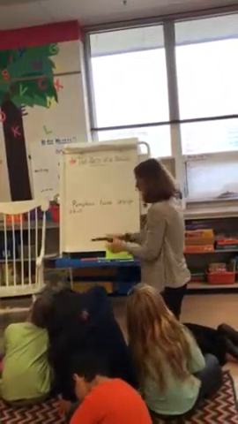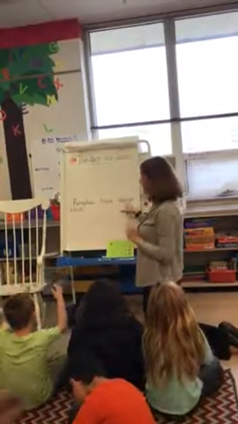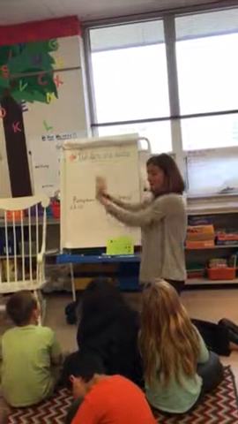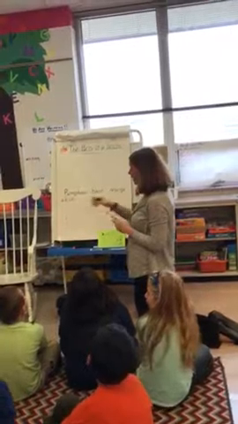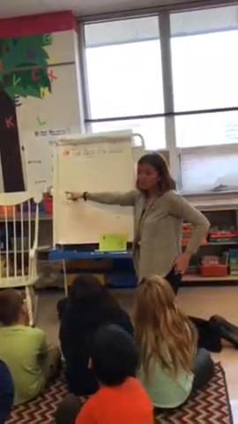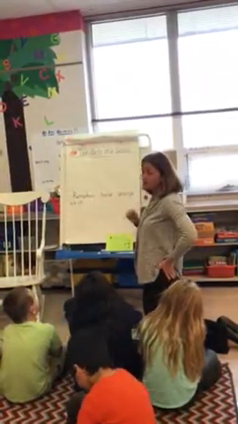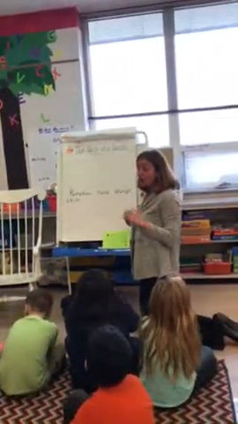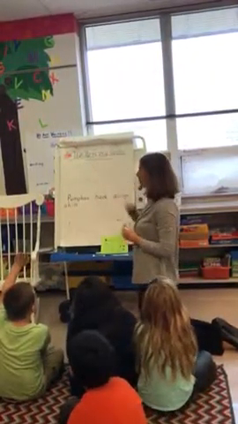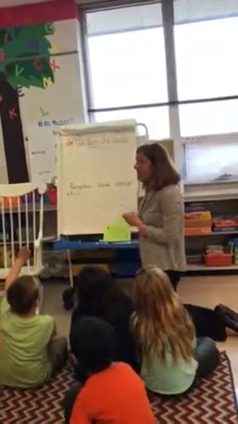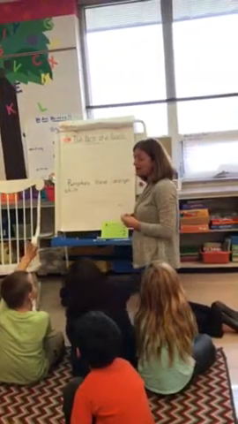All right, writers, reread our sentence with me. Pumpkins have orange skin, period. Excellent. So writers, what I have done is I have made sure that my first letter's uppercase, just like we worked on yesterday. And today I really worked on making the rest of my letters lowercase. Now it's your turn. Can you help me write another sentence about the parts of a pumpkin and help me make my letters lowercase? Who has an idea for me?